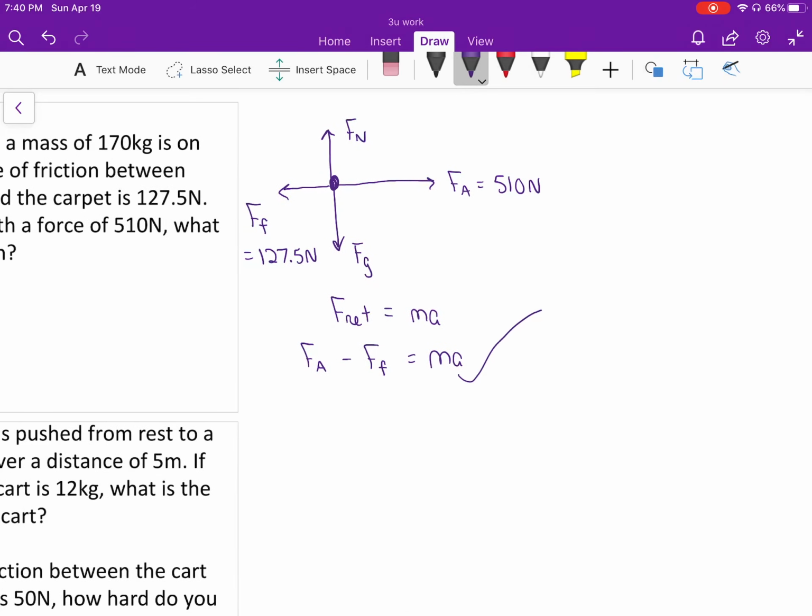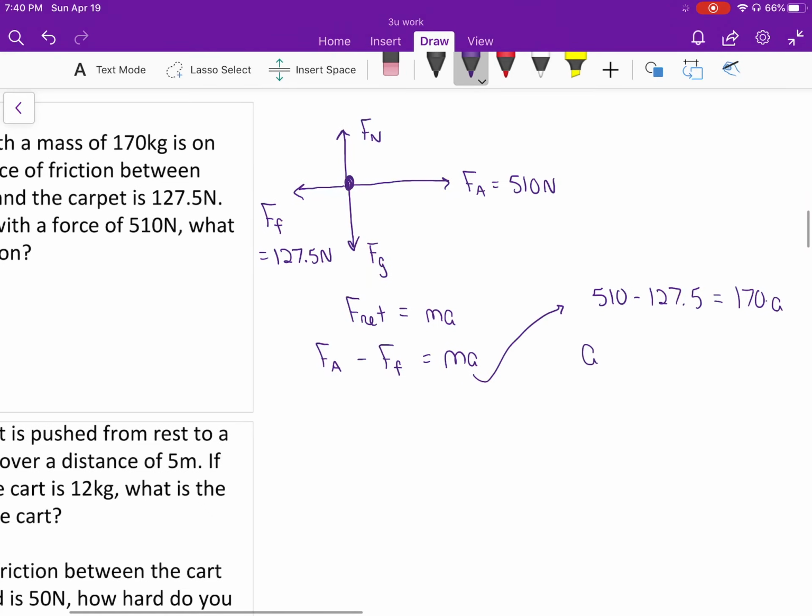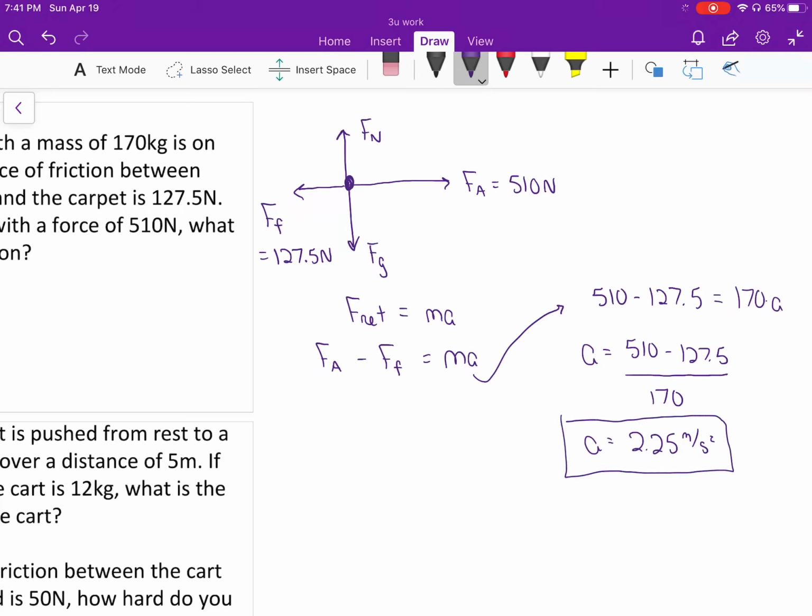I'm going to shoot that over here. We now know all our numbers. The F applied was 510. Subtract off the friction of 127.5, and that's equal to the m of 170 multiplied by the a. I didn't do any intermediate steps, I just know the final answer, but if you take 510 and subtract 127.5, you get a new number. Take that new number and divide by 170, the a value ends up being 2 1/4. And again, in meters per second squared. So the new point for this one is friction in the opposite direction turns into a subtraction when we're finding F net.